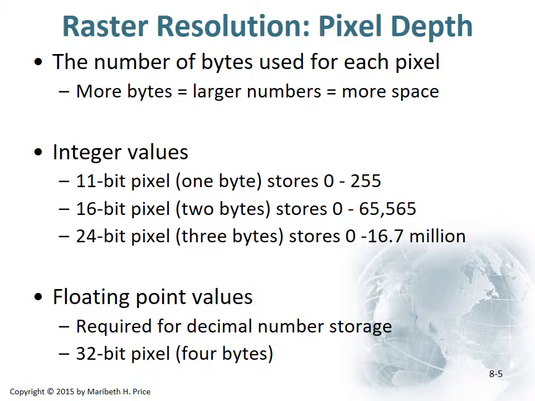Okay. Floating point values, so we add to the integer the decimal place and then decimal values beyond the decimal place. That requires the use of a 32-bit pixel, or 4 bytes of information. So right away, we need 4 times as much space to store values from 0 to 10 if we add a decimal place to them.